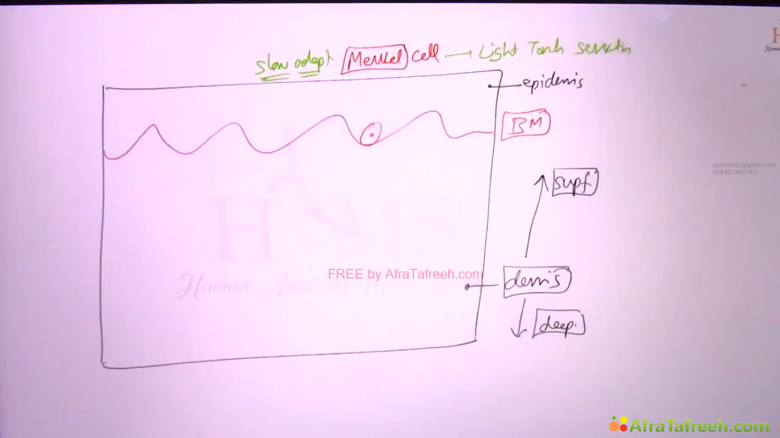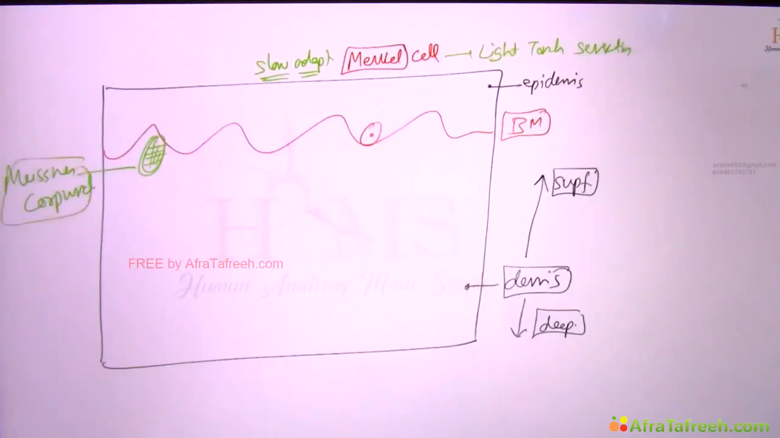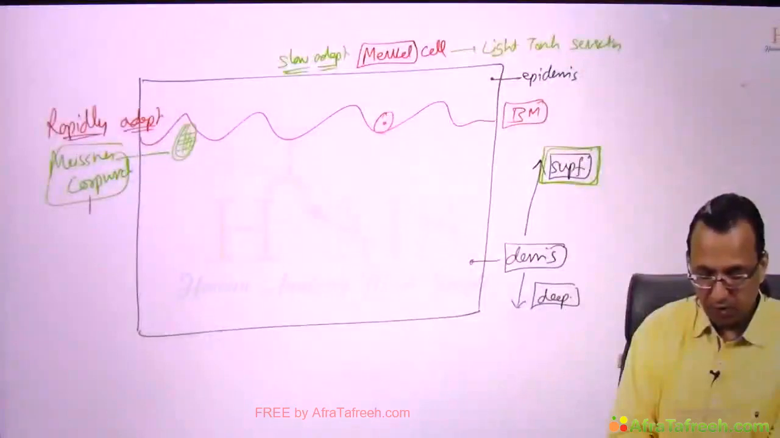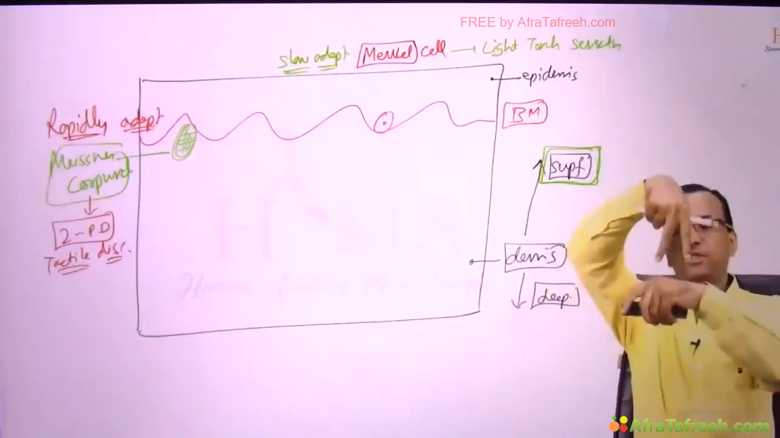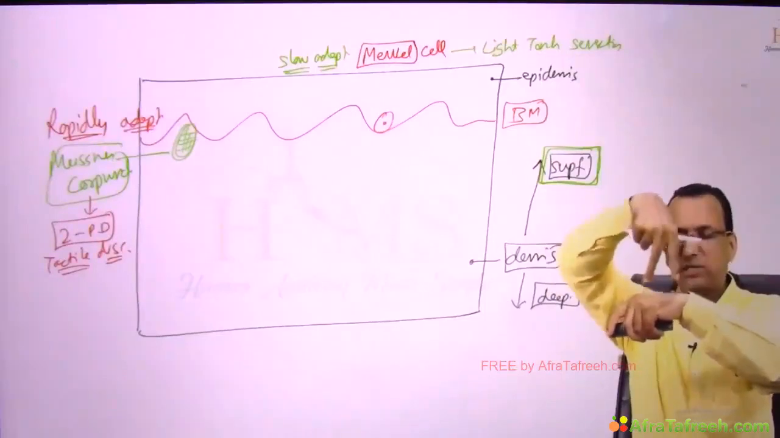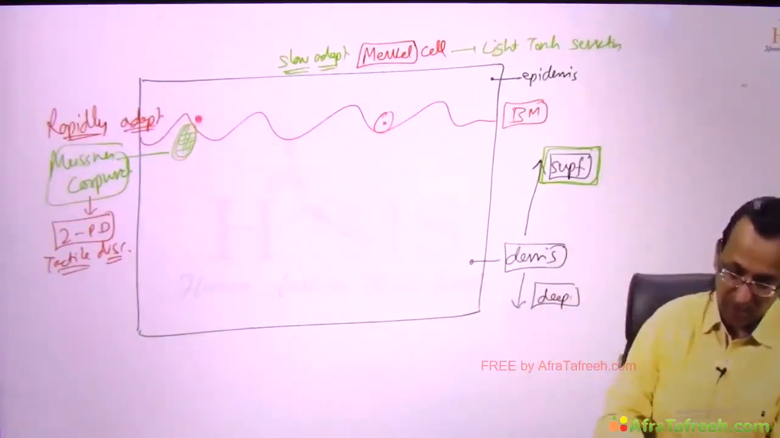Now you will find at the dermo-epidermal junction there is this Meissner corpuscle, and the Meissner corpuscle, which is at the dermo-epidermal junction, obviously it is in the superficial dermis. What is it for? First of all, the Meissner corpuscle is a rapidly adapting receptor. And what is it for? 2-point discrimination, tactile discrimination. In the wards you do this 2-point discrimination, that is carried by the Meissner corpuscle. It is a rapidly adapting receptor.